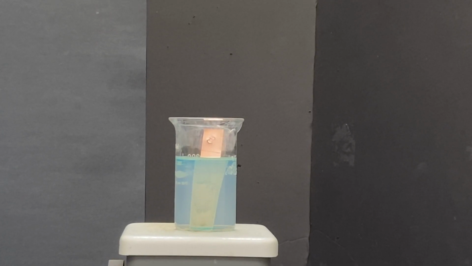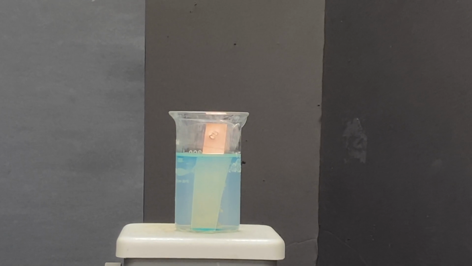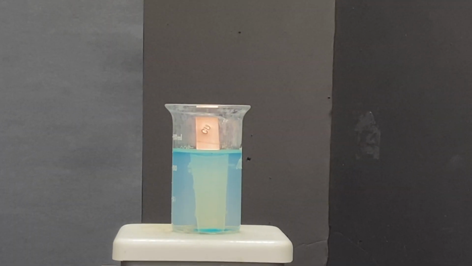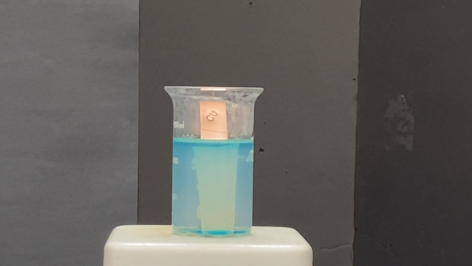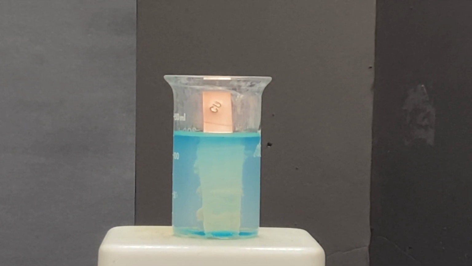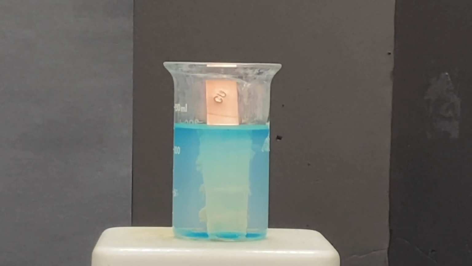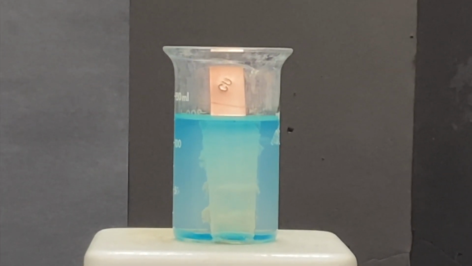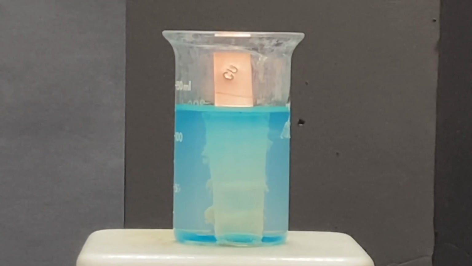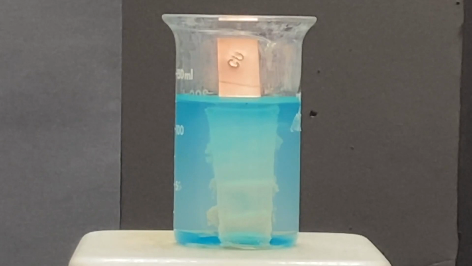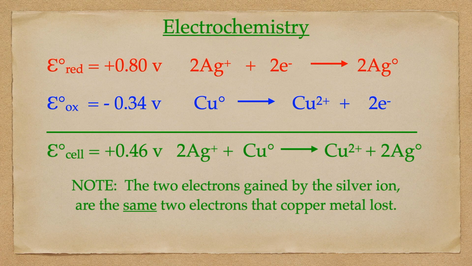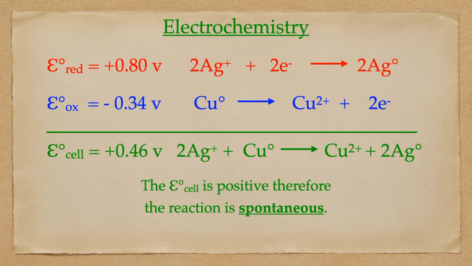The copper is dissolving into copper 2+ ions, forming a light blue solution. If you look carefully at the edges of the copper metal, you can see it's growing. Yes, the silver ions are forming silver metal and growing on that copper electrode. Note that the 2 electrons gained by the silver ion are the same 2 electrons that have been lost by the copper. The E0 cell is positive, therefore this reaction is spontaneous.